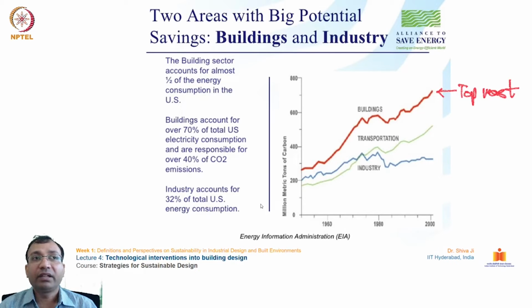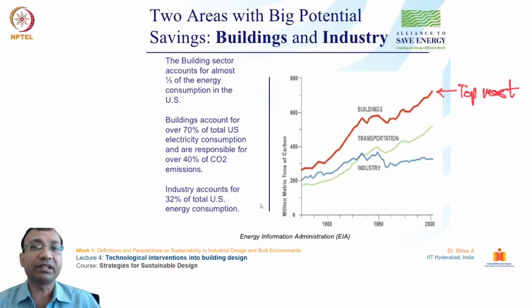So there are two big areas for the potential of saving. It is very evident from the previous slide that buildings are the largest consumer of resources and energy, and they are the largest emitters also. So from the opportunity perspective, as a designer, as an architect, and as an engineer, I'm sure you will see there is a huge scope and a huge potential for saving on all of these factors.